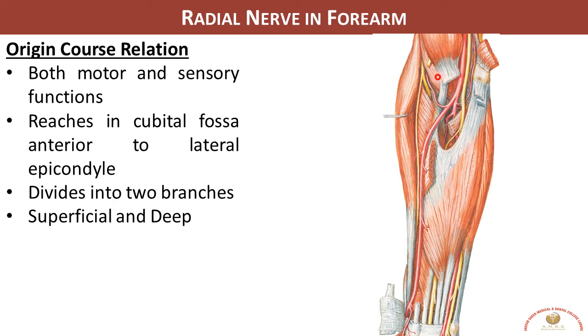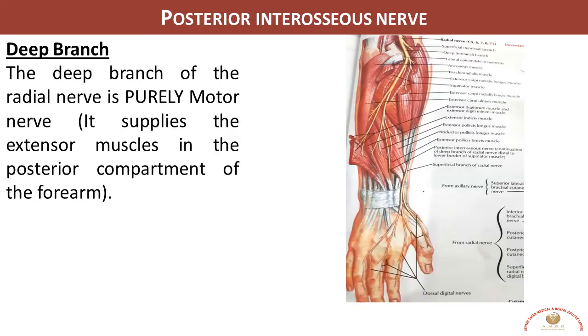Here you can see this one is the radial nerve. At the lateral epicondyle of the humerus, just anterior to that, it reaches the cubital fossa and divides into two branches. The branch you have seen moving posteriorly is the deep branch of the radial nerve, which continues downwards. This is the brachioradialis muscle. We have just pushed it back, and just below that there is the superficial branch of the radial nerve, which turns below the edge of the brachioradialis muscle.